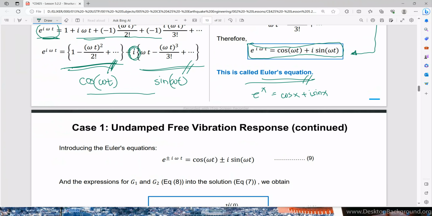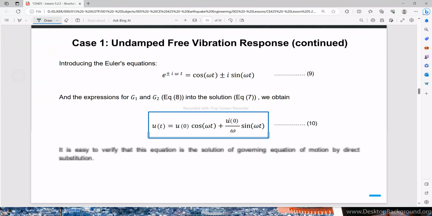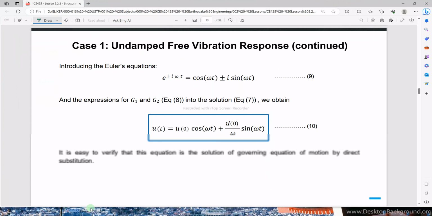So applying Euler's equation, we have positive and negative i omega t, right? We have positive and negative i omega t, and we get the same kind of result.